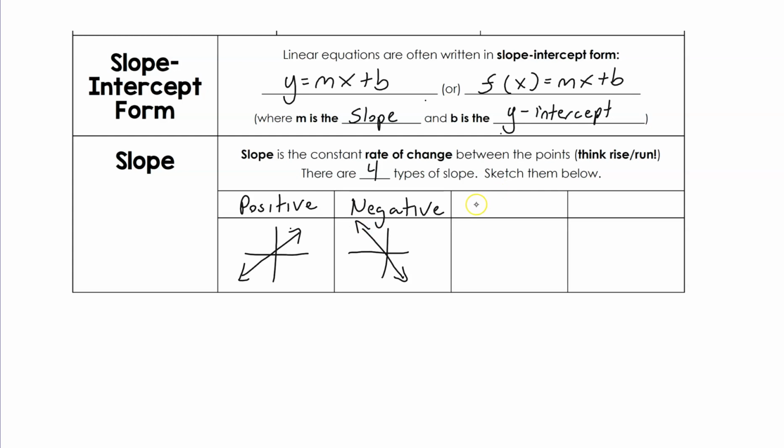We have a zero slope. Okay, a zero slope is just a horizontal line. And then we have our undefined slope. Fix that up. There we go, undefined. Our undefined slope is just that vertical line.